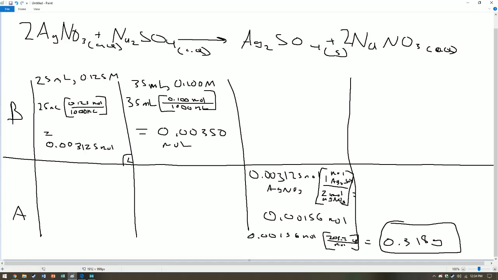If we wanted to know the concentration of sodium nitrate, what we would do is get the moles of that, which just happens to equal the moles of the limiting reagent, divided by the total volume of the two mixtures combined. So it would be 0.003125, since they have the same coefficient, divided by, I'm going to go ahead and convert it to liters, so 0.035 plus 0.025 liters, which yields a concentration of whatever. But that's how you would go about, say, finding the concentration of some product as a result of a reaction.